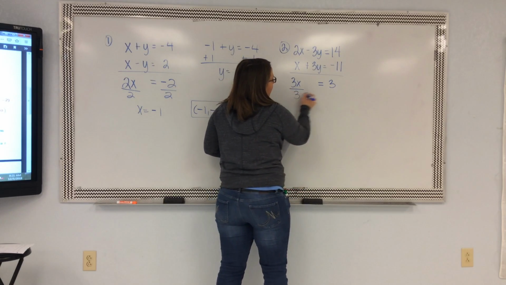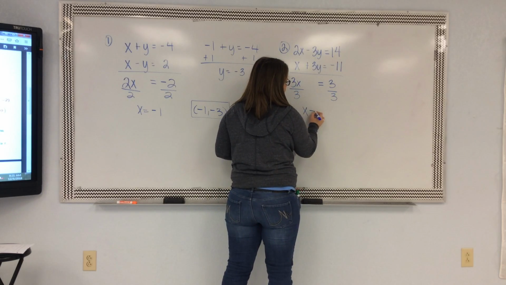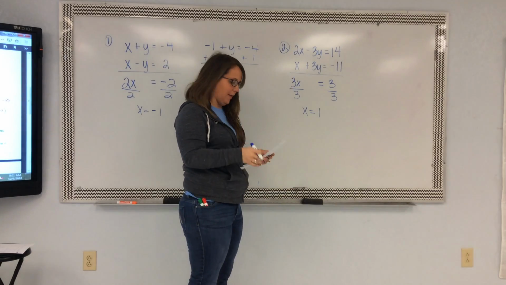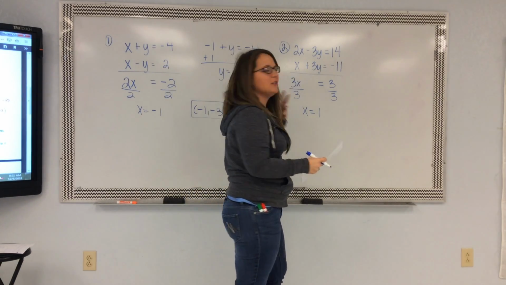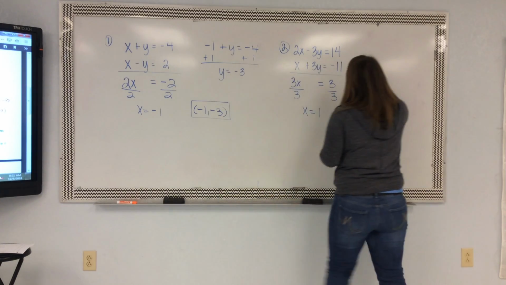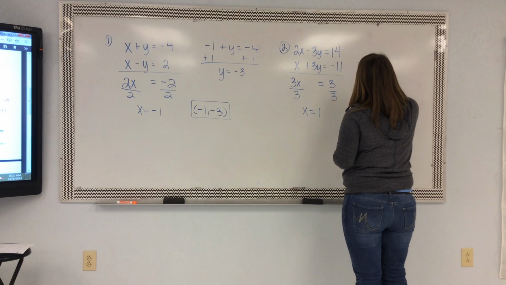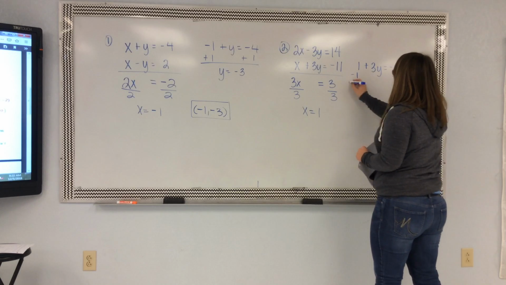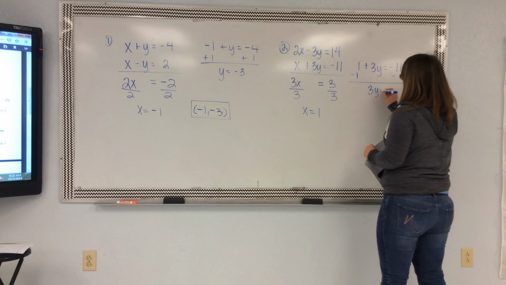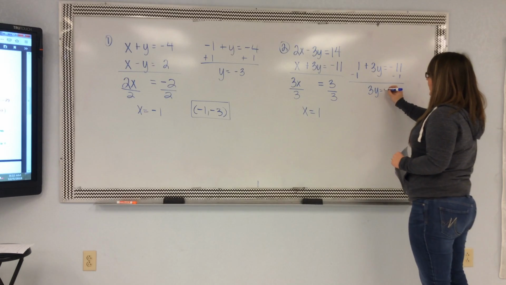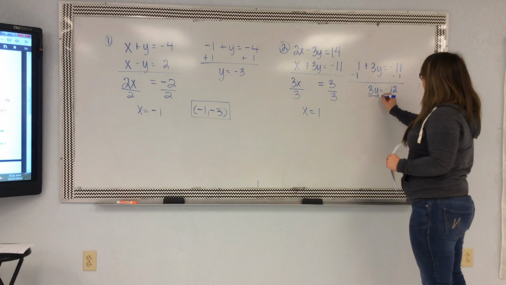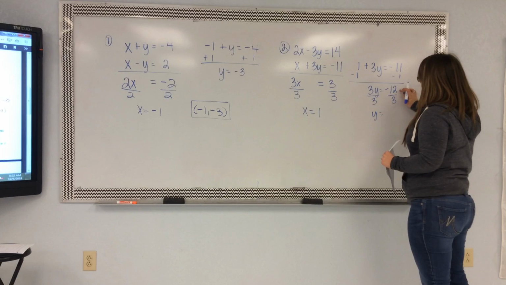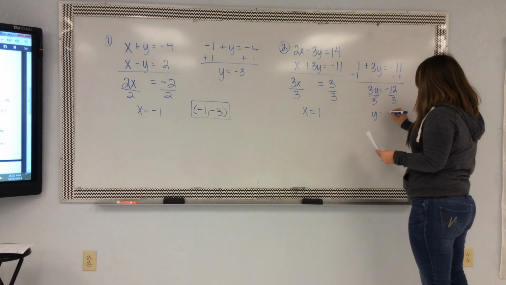3x equals 3, so I'm going to divide both sides by 3. X is then equal to 3 divided by 3 is 1. I can choose either one of these to plug that back into. I'm going to go ahead and plug it in right here. Since the one's by itself, it just saves me one more step. 1 plus 3y is equal to -11. I'm going to subtract a 1 from both sides and get 3y is equal to -11 minus 1 is a -12. So I'm going to divide both sides by 3. And I get y is equal to -12 divided by 3 is a -4.